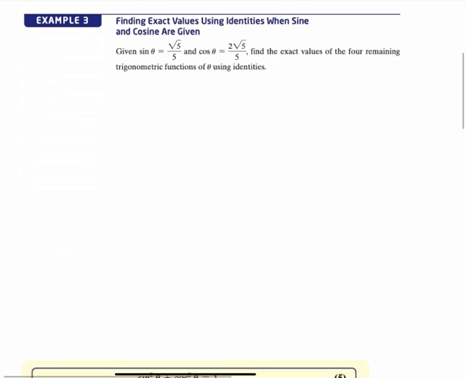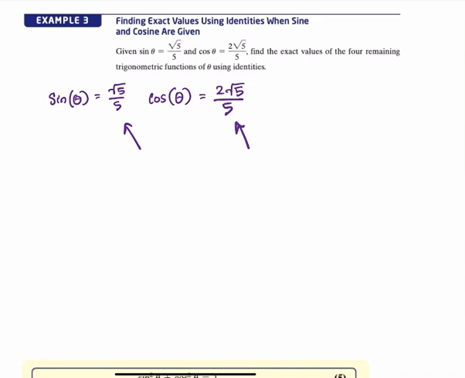So we'll start with example 3. It says given that sine of theta is root 5 over 5 and cosine of theta is 2 root 5 over 5. So notice these aren't coordinate points that we're used to seeing on the unit circle, so we can't just cite that point. But if we know the sine and cosine, we can get the values of all of our other trigonometric functions. So it says find the exact values of the 4 remaining trigonometric functions using identities.